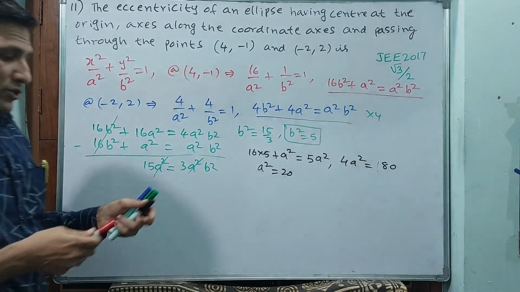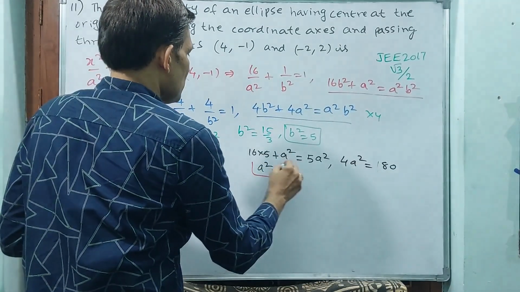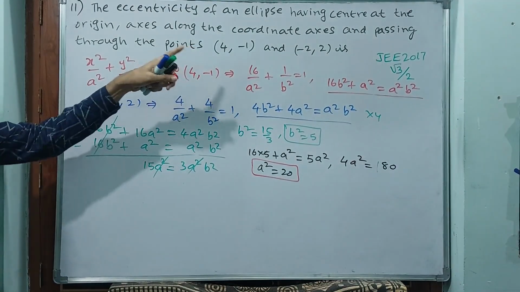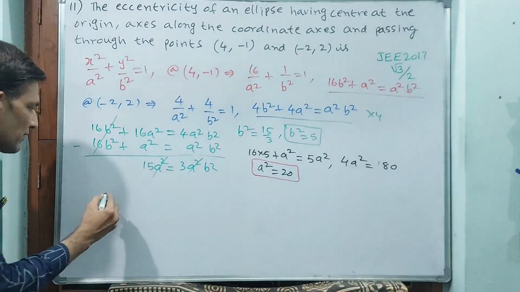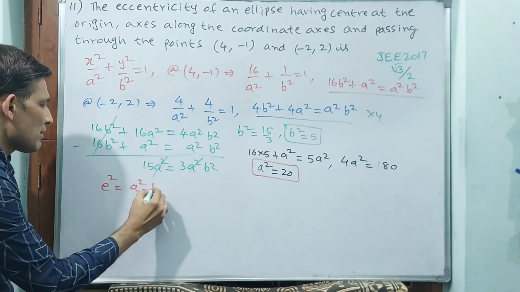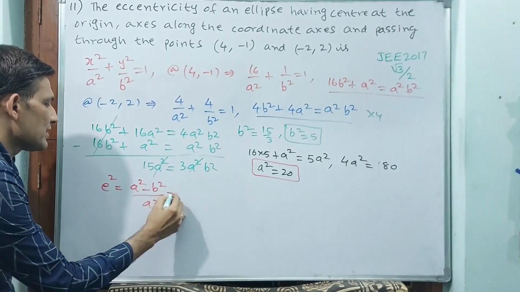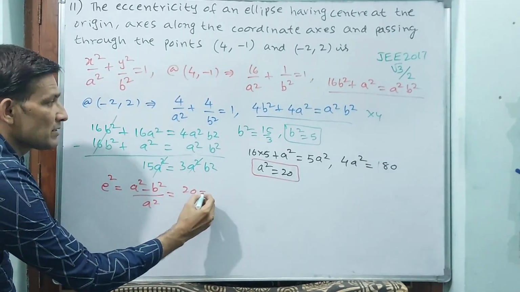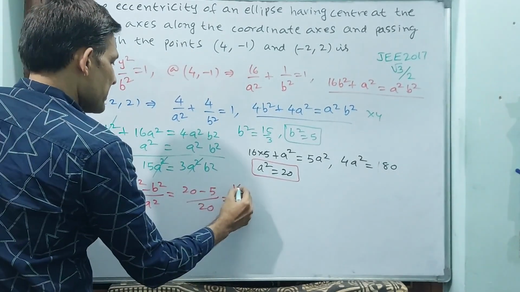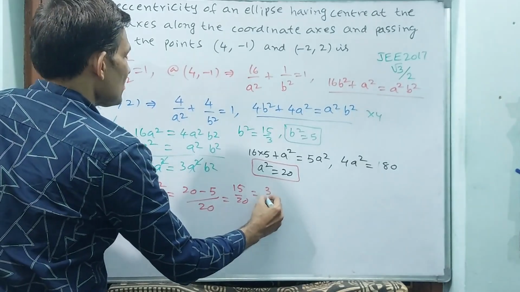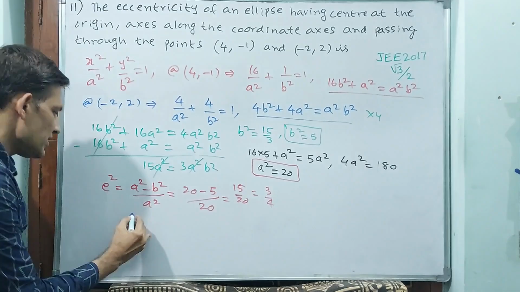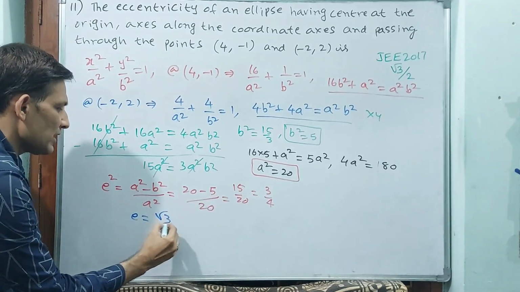A square is 20. See, a square is 20, b square is 5. Okay, you need not write this equation again. Why? Because you require eccentricity. Eccentricity is a direct formula we are having. What is the formula? e square is equal to a square minus b square by a square. That is equal to a square value how much? 20 minus b square value 5 by again 20. That is equal to 15 by 20, that is equal to 3 by 4. See, this is e square value. What about e? Apply root: root 3 by 2.